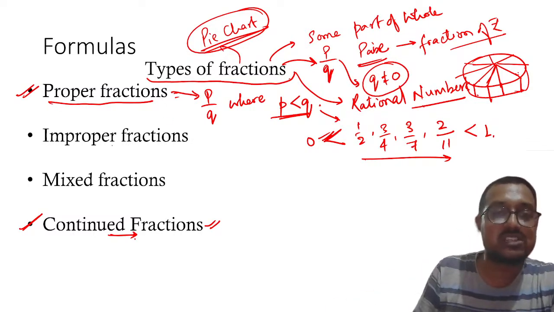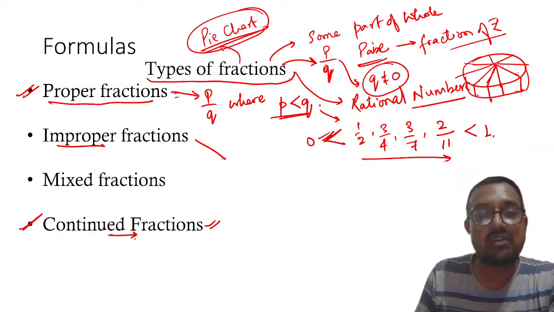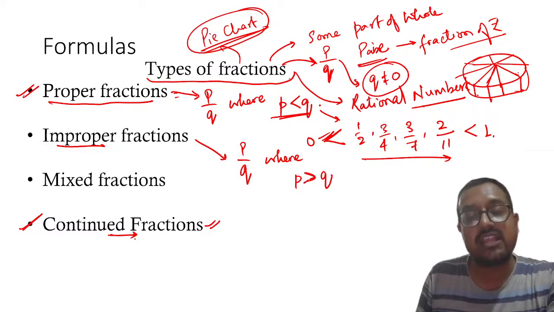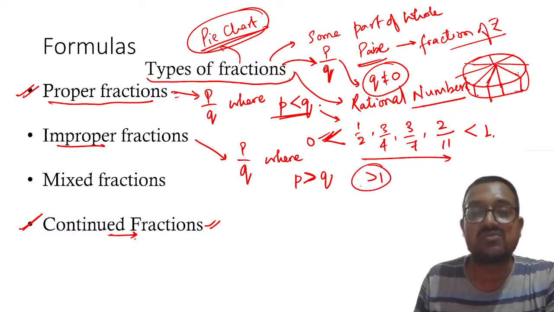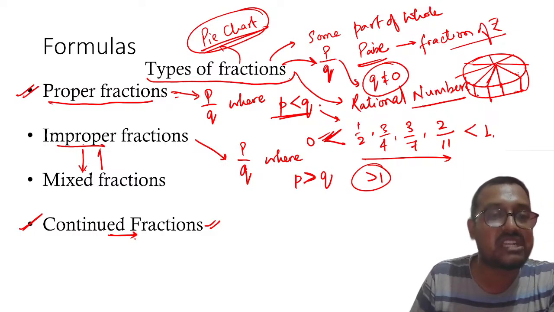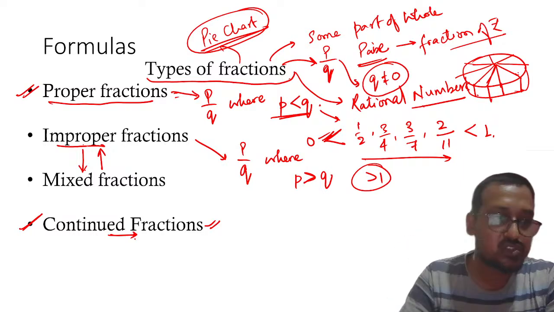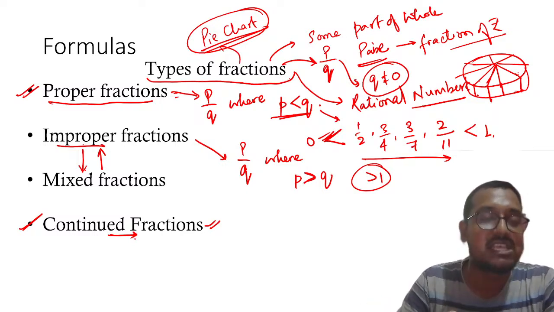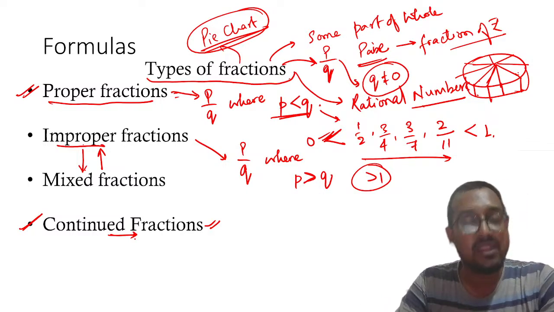Now my dear students, let us go towards improper fraction. So here what will happen, things will reverse. P upon Q, where P is greater than Q. P is greater than Q. That means these fractions will be greater than 1. These fractions will be greater than 1. Another thing, please remember, we can convert improper fraction into mixed fraction and mixed fraction into improper fraction. So what are they? I will talk about that, don't worry. But before that, let me give some examples of improper fractions.